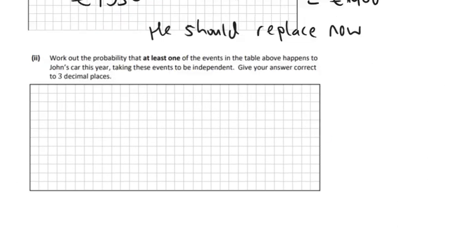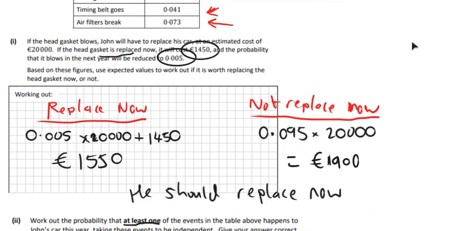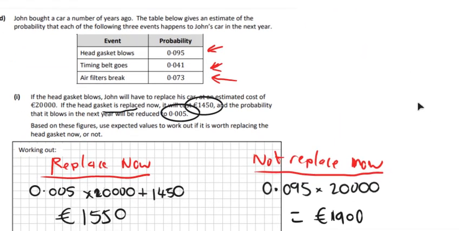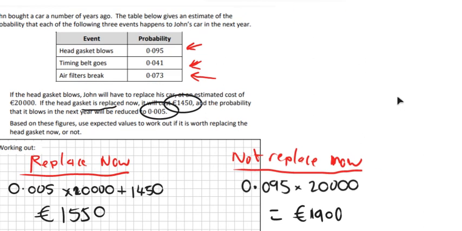So for the second part then, it's asking us the probability that at least one of the events in the table above happens to his car this year, taking these events to be independent. So if we look back up at the probabilities, the probability of the head gasket is 0.095. That's the probability that it does blow. So we're going to work out the probability that they don't blow, and then we're going to do 1 take away all of those. So the probability that that one doesn't blow would be 0.905.